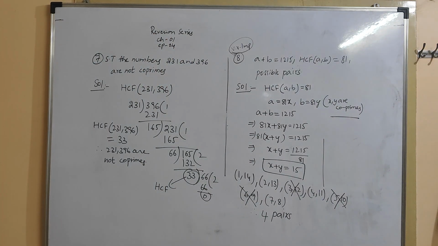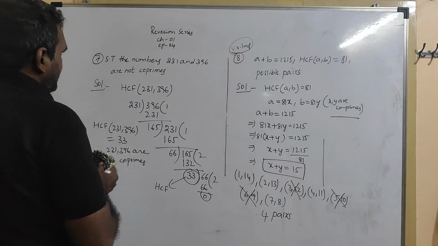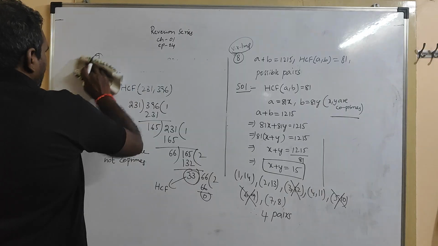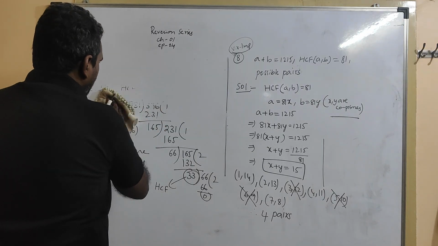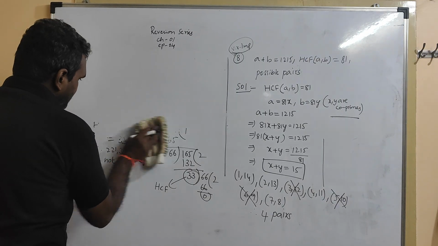Therefore, 4 pairs will be there. That will be the answer. Very, very important question that you have to keep in mind.